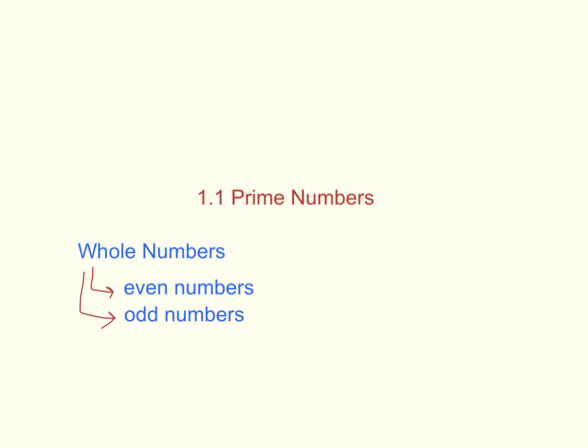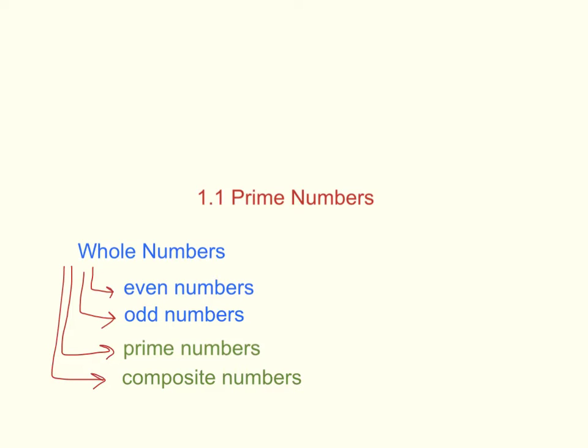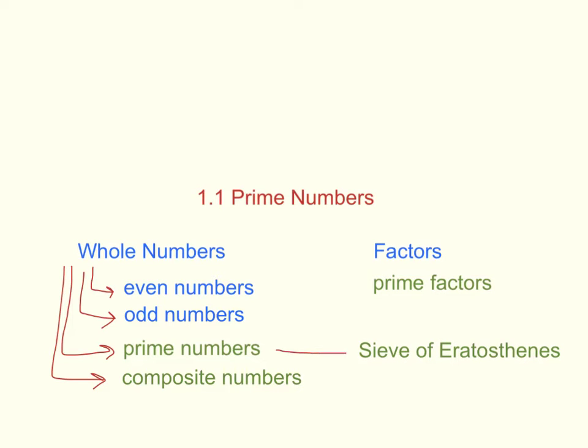In this video, we are going to talk about prime numbers and what we can do with prime numbers. We will recall whole numbers and classify them as even numbers and odd numbers. And then we will also see how to classify them as prime numbers and composite numbers. Of course, we will recall what factors are and we will see the prime factors, and also we will see how to find prime numbers by using the sieve of Eratosthenes, an ancient Greek mathematician.